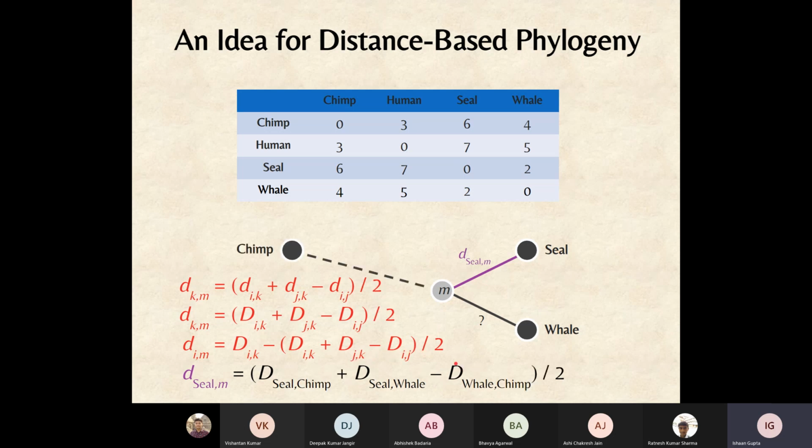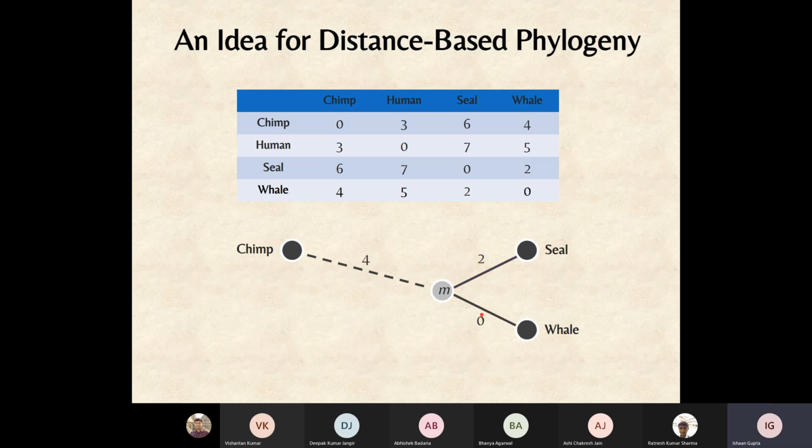Now let's take a third species, let us say it is chimp, right? Now, based on the value of distance between chimp and seal, you will get this kind of equation and you can plug in the values and now you'll get the value here of seal comma M, right? Because this is 2, automatically you know this value will be 0, right? Because you know the distance between seal and whale, and the sum of this and this should be equal to these two distances. So by solving this, you now start to get the values, right? So this is the first node that you added like this.